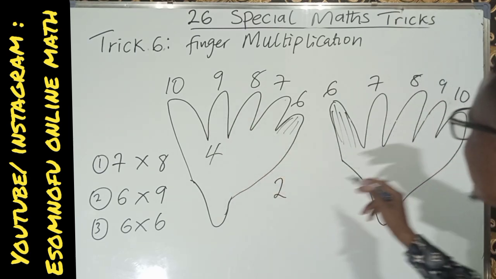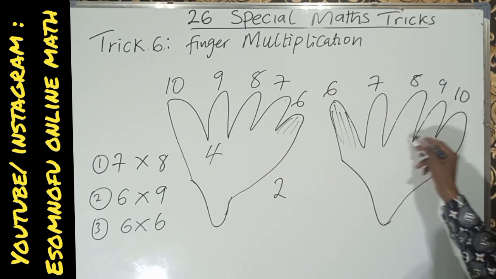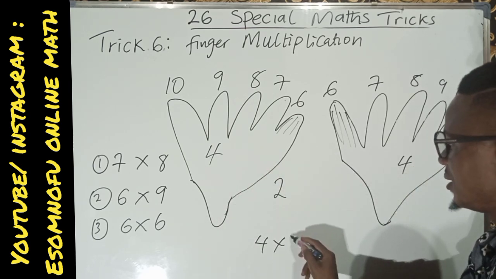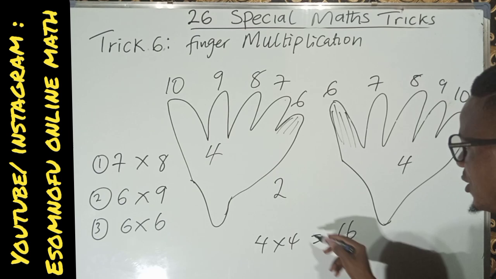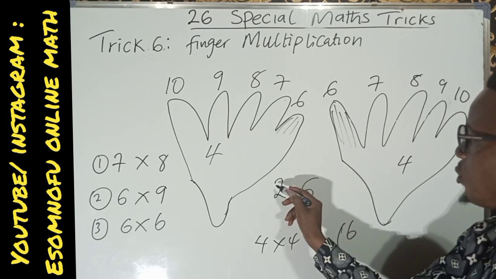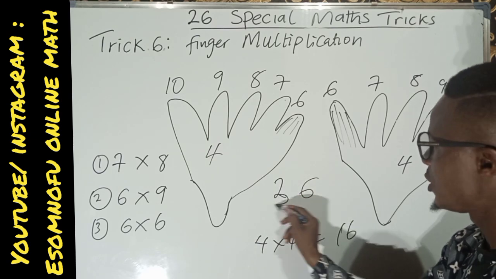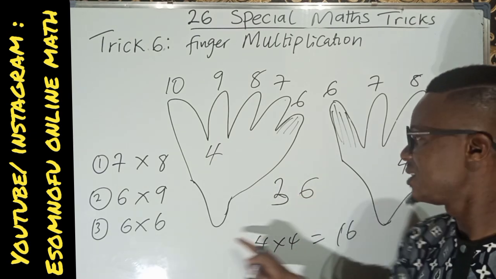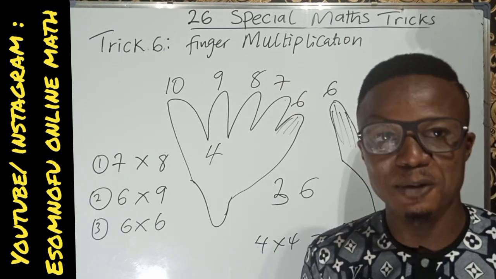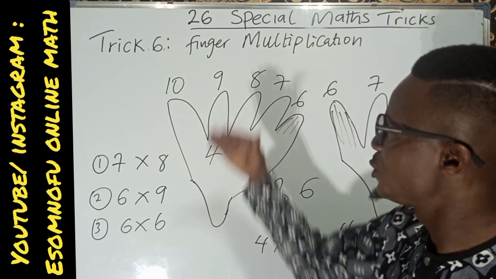You write 4. How many are unshaded here? 1, 2, 3, 4. You write 4. Then 4 times 4 will give us 16. Don't write 16. Just write 6 and carry 1. If I carry that 1 and add to these 2, it turns 3. Therefore, 6 times 6 is 36. We've now seen how useful the finger is in terms of multiplication. Let's go to the next trick.